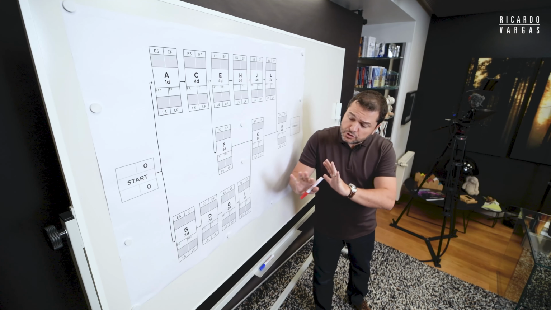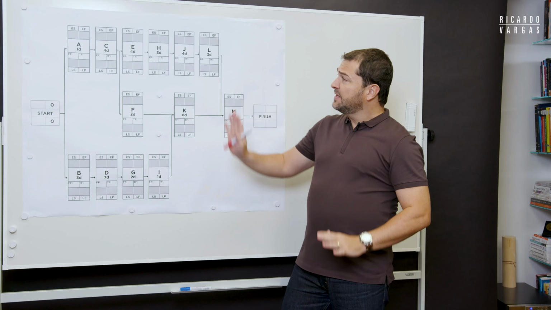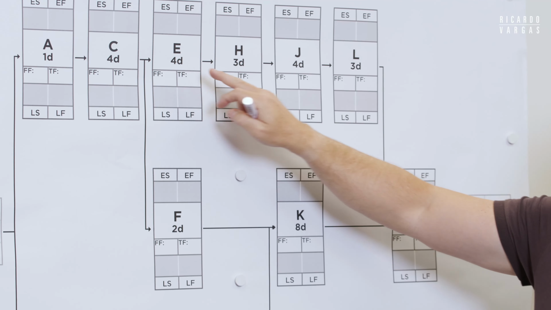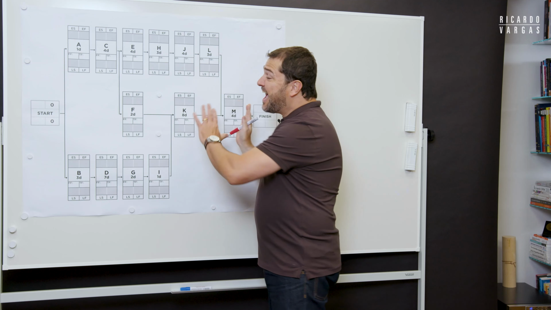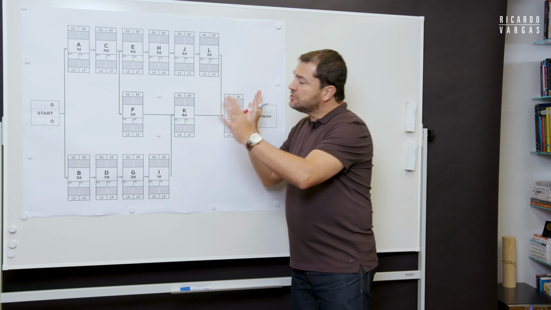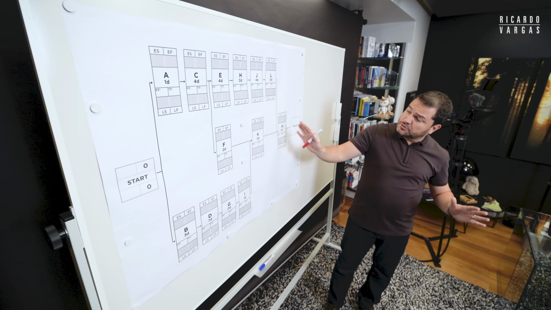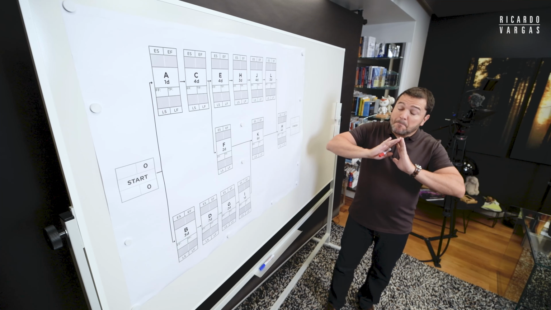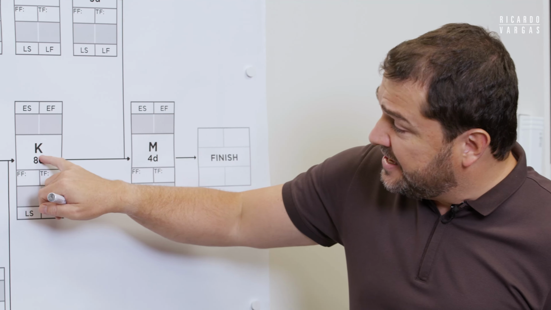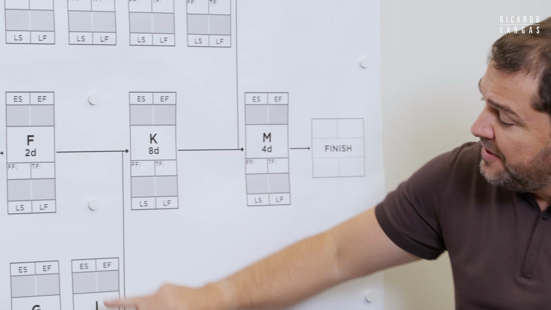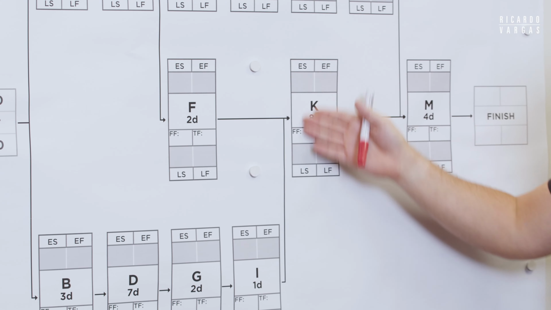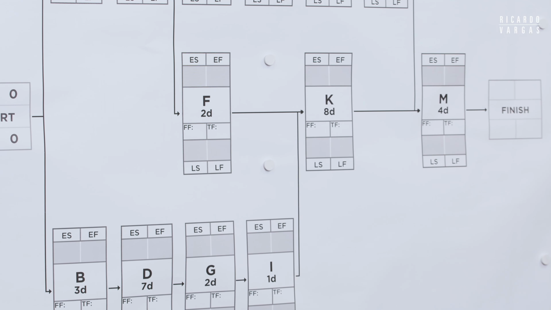So I took 12 tasks, with durations of 1 day, 4 days, 4 days, 3 days, and so on, and I organized this in a network chart. Any software can do this, you just need to link. And I did just basic finish to start. It means for K to start, F and I need to finish. This is why we have these two arrows combining to generate K.